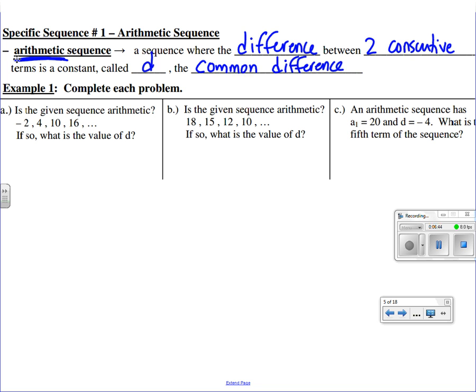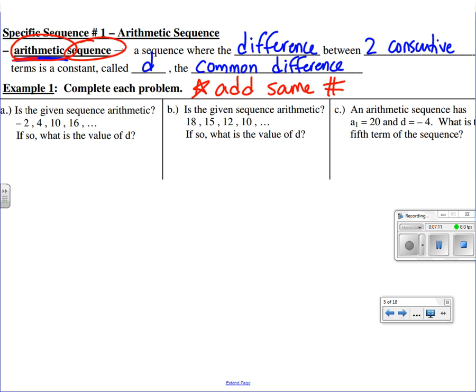Okay, so that's kind of mumbo jumbo. Let's put that in easier words. So this word right here, arithmetic sequence, means that you add the same number every time in the pattern. Okay, so that's what that definition boils down to. You add the same number every time. So if you see that word arithmetic, you're adding the same number every time.